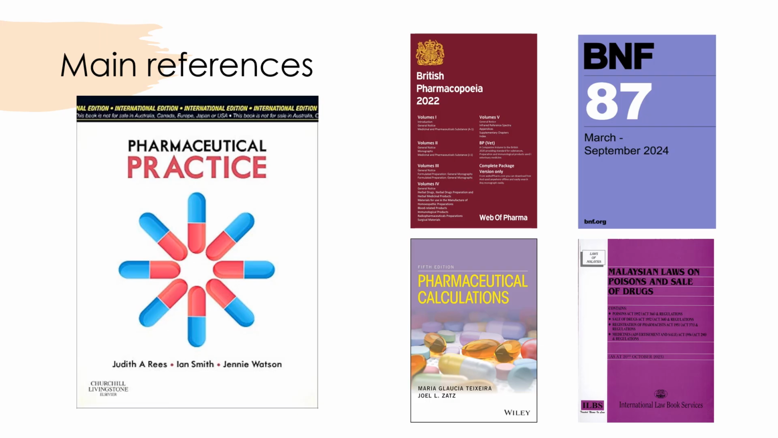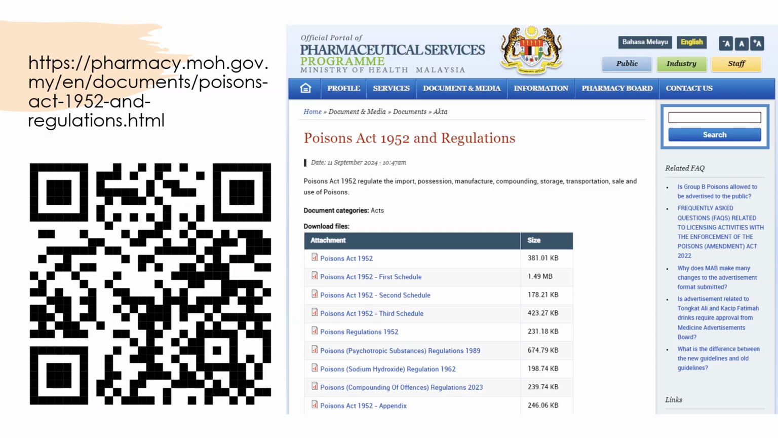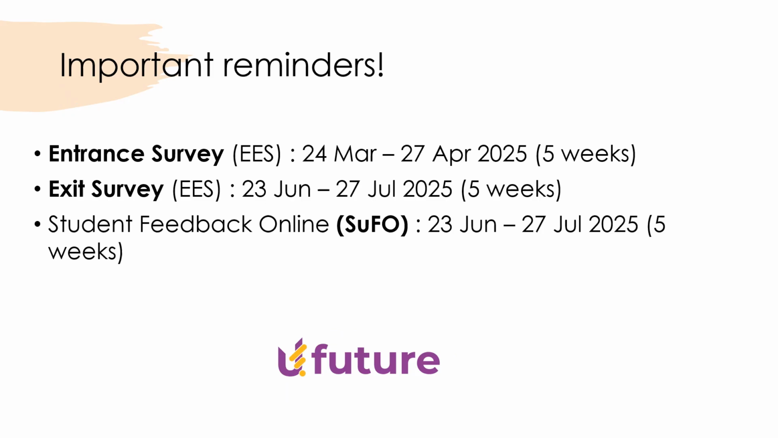Feel free to download the Poison List free of charge from the www.pharmacy.gov.my website. You can simply scan this QR code to navigate the website. Download and save all the attachments for practical labs use later, especially the poison list.